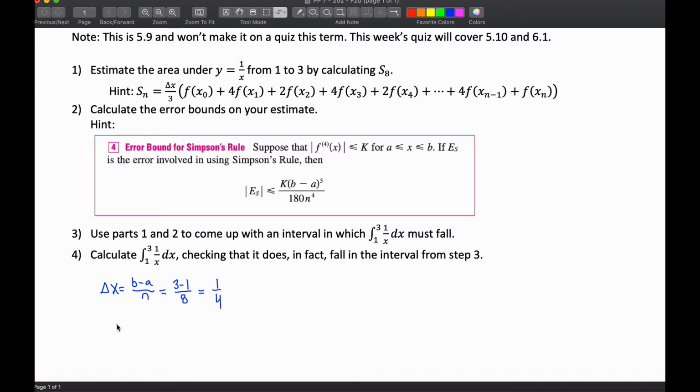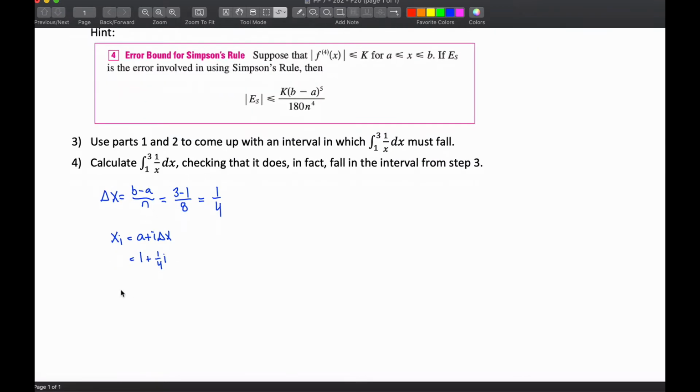The next thing we need to know is what xi is equal to. xi is always equal to a plus i delta x. In this case, playing the role of a is 1, and delta x we just figured out was 1/4. So it's 1 plus a quarter of i. What we will need to know is x0, x1, x2, x3, all the way up to x8, because we're trying to figure out S8 here. I don't know that you really need to list all those things out, but I'm going to do it just so we have it handy.